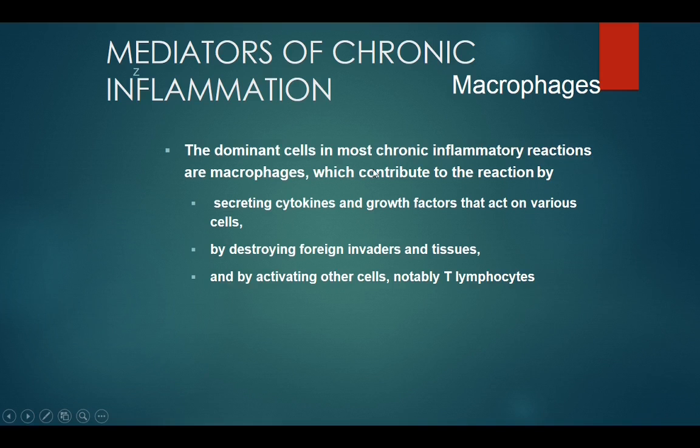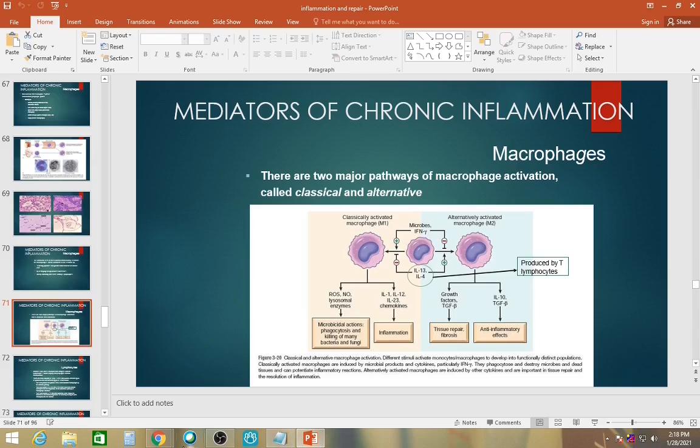So the dominant cell in most chronic inflammatory reactions are macrophages, which contribute to the reaction by secreting cytokines and growth factors that act on various cells. So the dominant cell will be macrophages, secreting cytokines and growth factors to the various cells, and it destroys the foreign invaders and tissues. So it will be destroying both the foreign invader organisms and it will also destroy the tissues. And by the cytokines, it will also activate T lymphocytes, which will help in destruction of these foreign bodies.